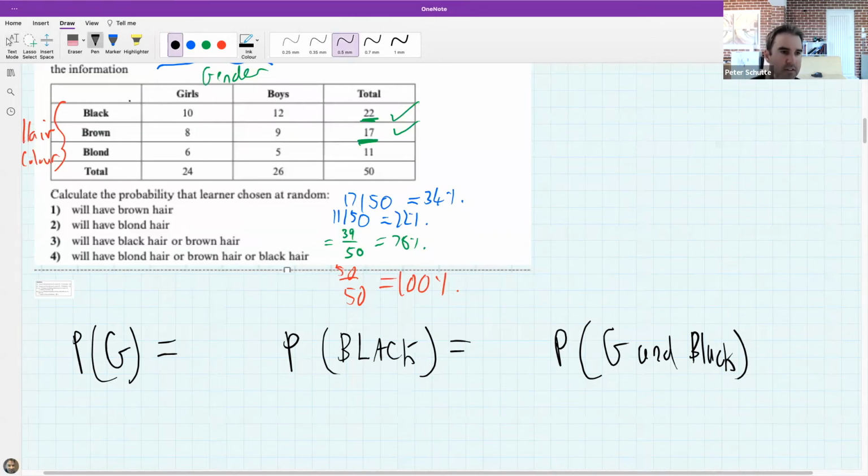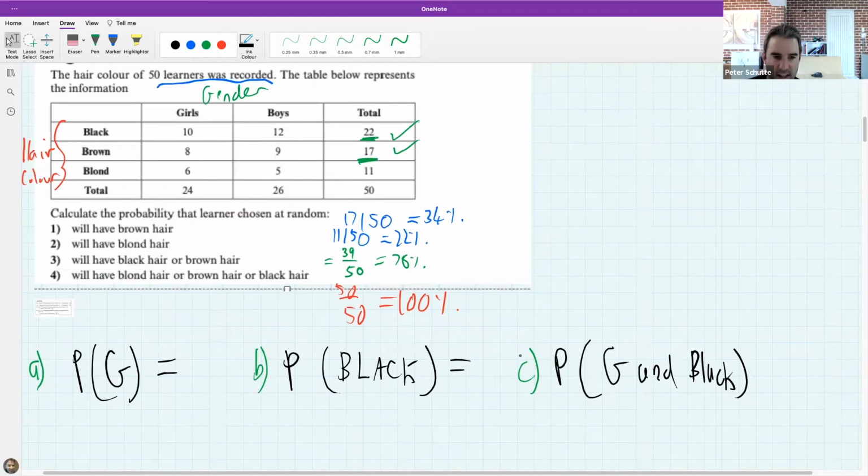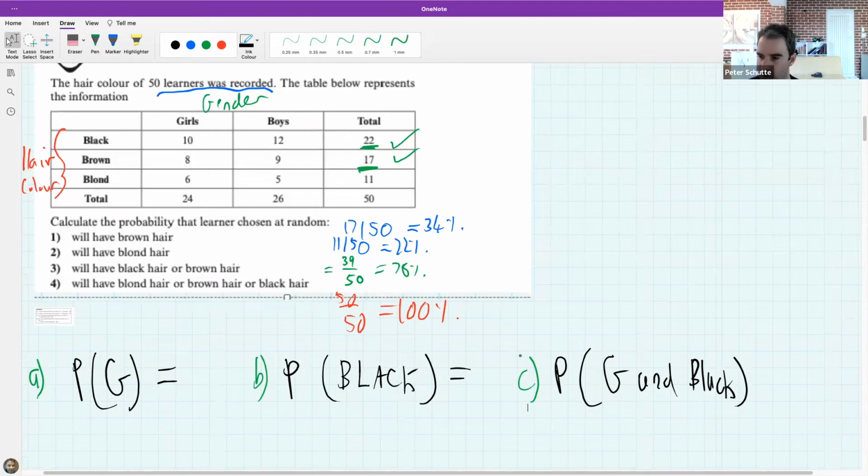So let's call this A, let's call this B and this C, and you can tell me what the probabilities are for each of those.